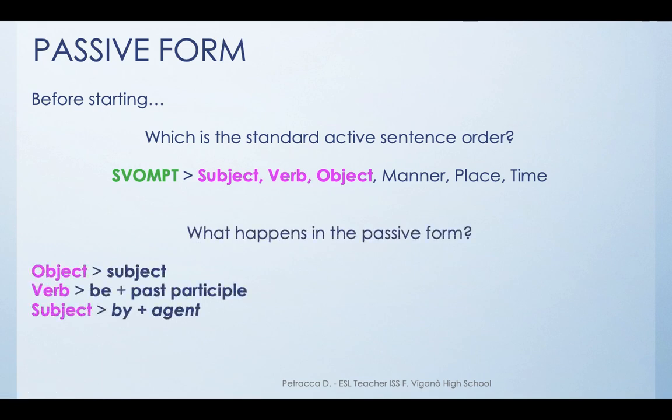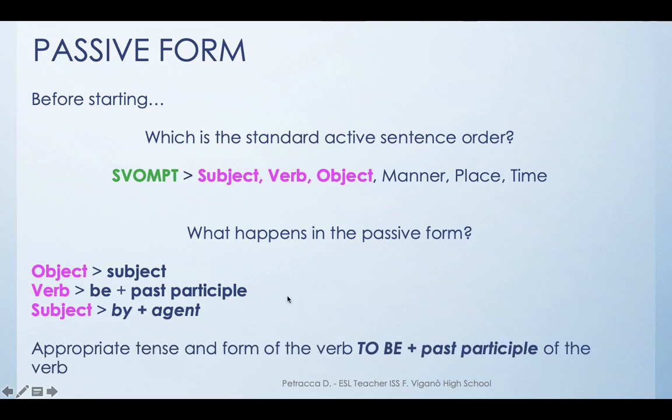What happens in the passive form? In the passive form, the object becomes the subject of the sentence. The verb is expressed through be plus past participle. The subject becomes complemento d'agente, by plus agent. It is important when changing from the active to the passive form to use the appropriate tense and form of the verb to be plus the past participle of the verb.